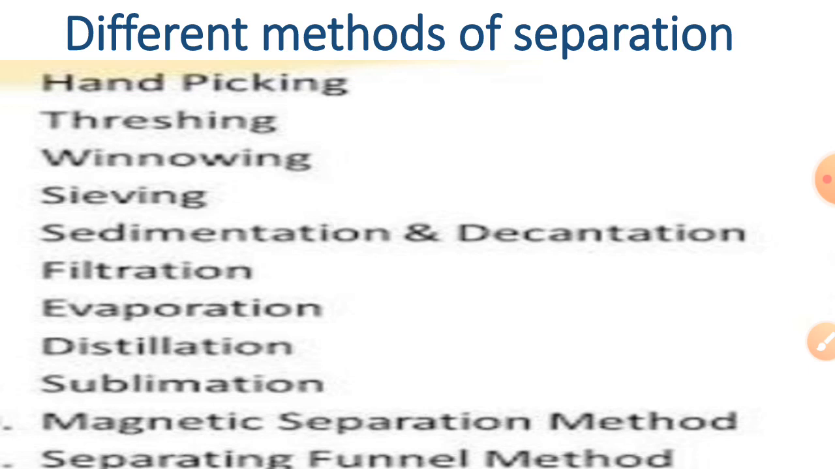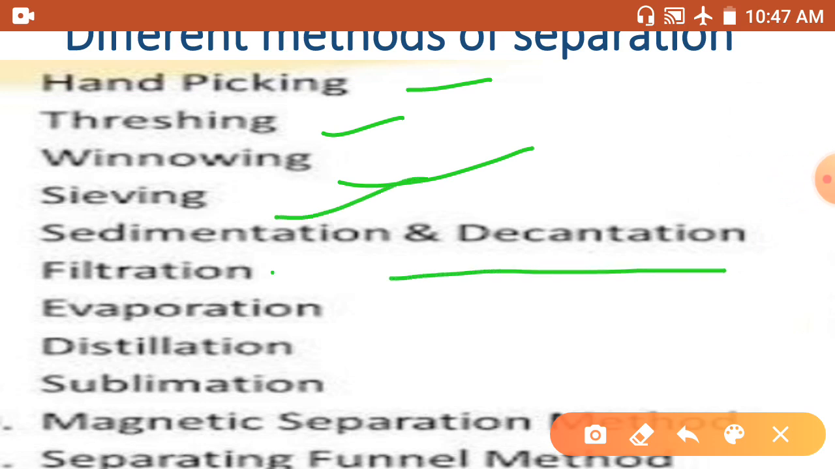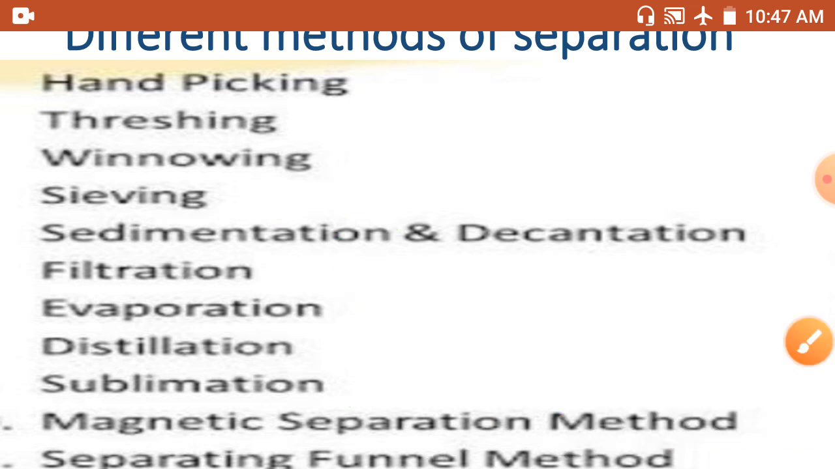Today's topic is separating the components of a mixture. Here are some methods of separation: hand picking, threshing, winnowing, sieving, sedimentation, decantation, filtration, evaporation, distillation, sublimation, magnetic separation, and the separating funnel method. Now we will see some methods of separation that we use in this chapter.